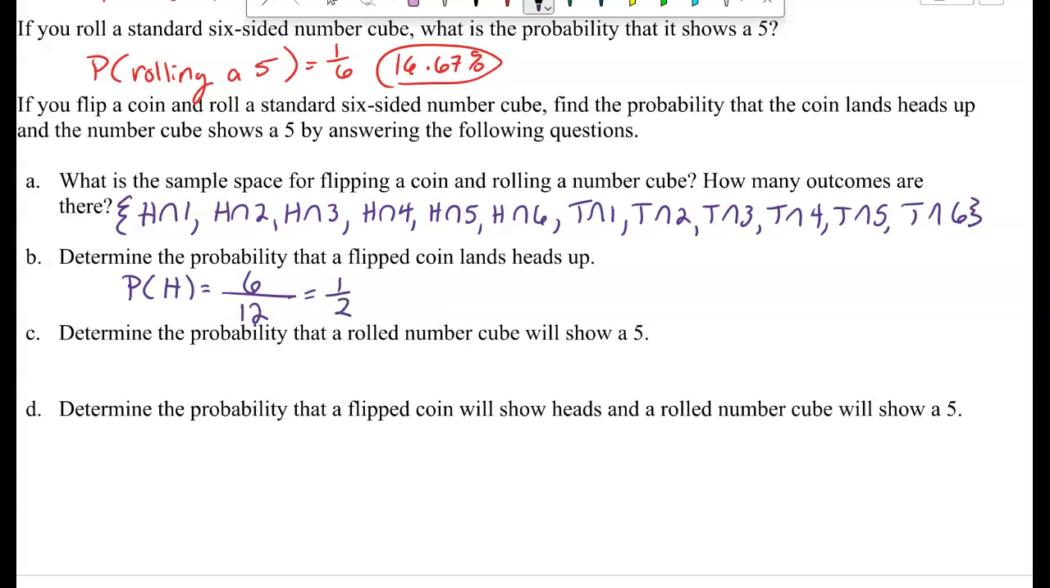Now, what's the probability that I roll a 5? It's going to be 2 out of what? 12, which is 1/6, which is what percent? I know the 1/2 is going to be 50%, but this is going to be 16.67%. Great.